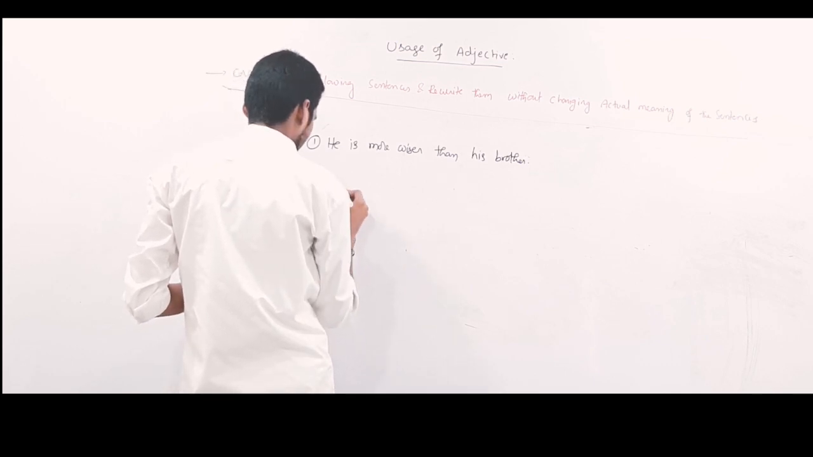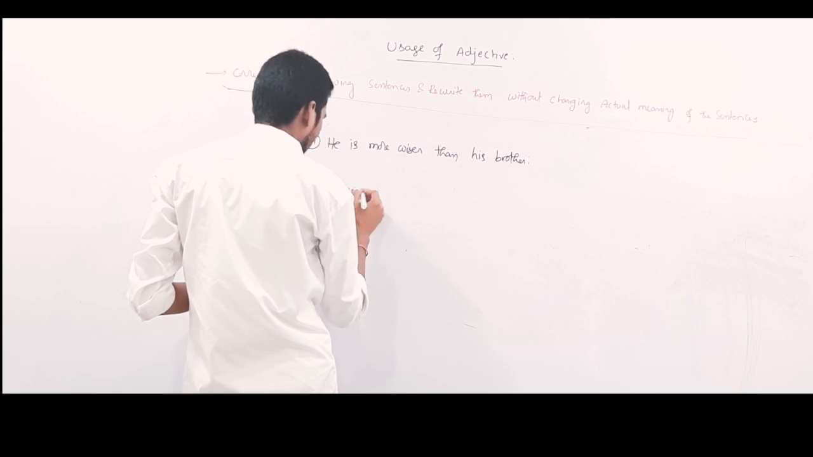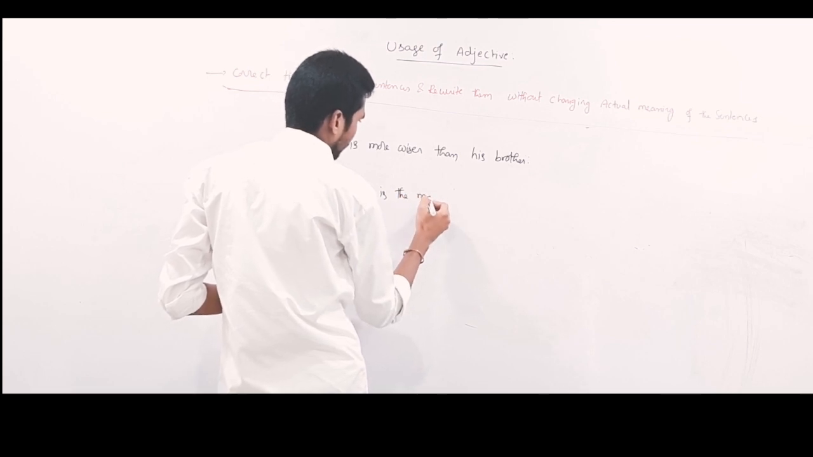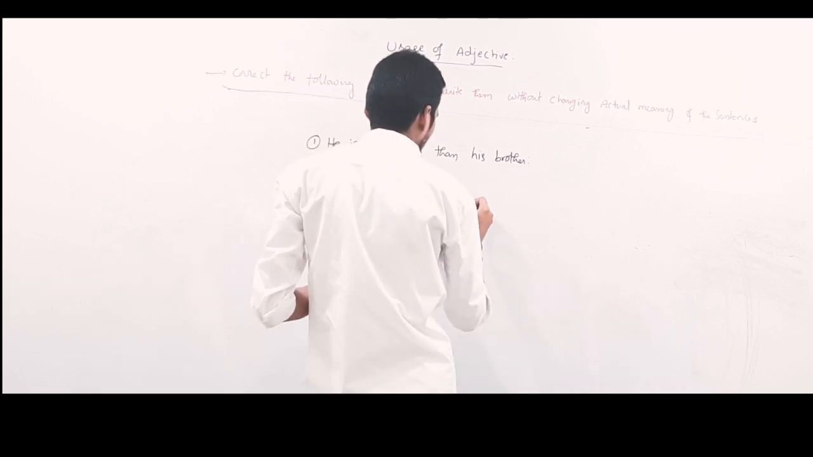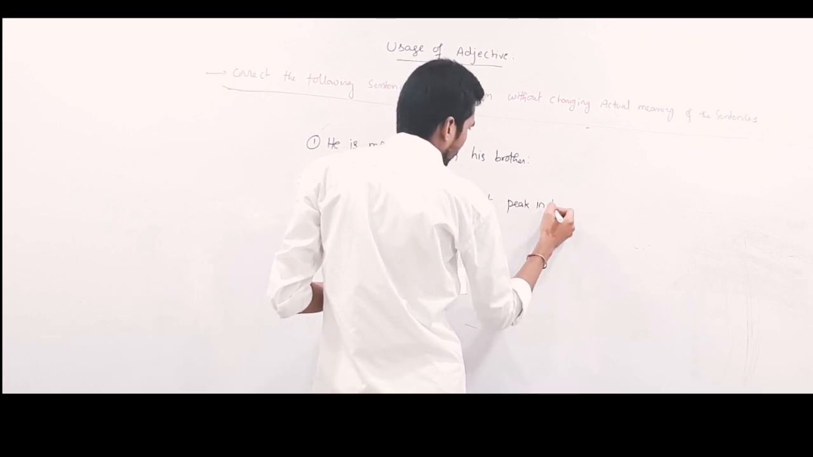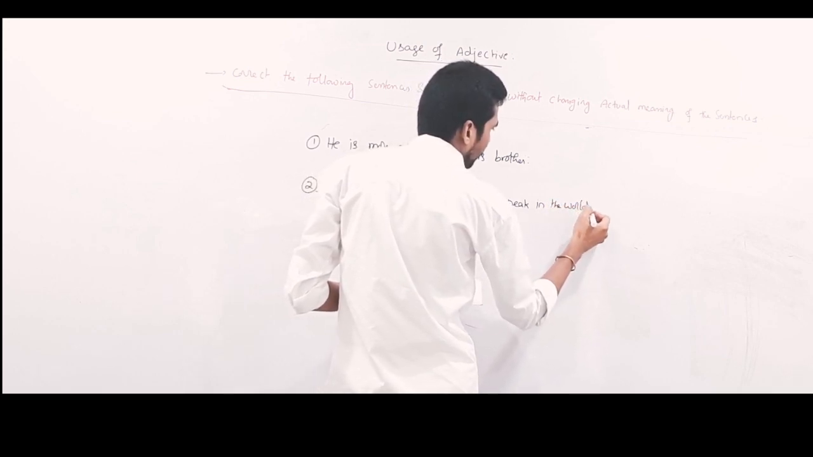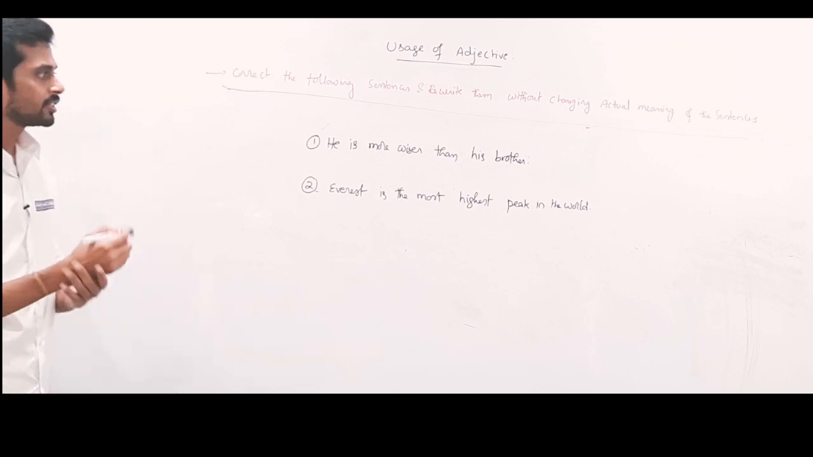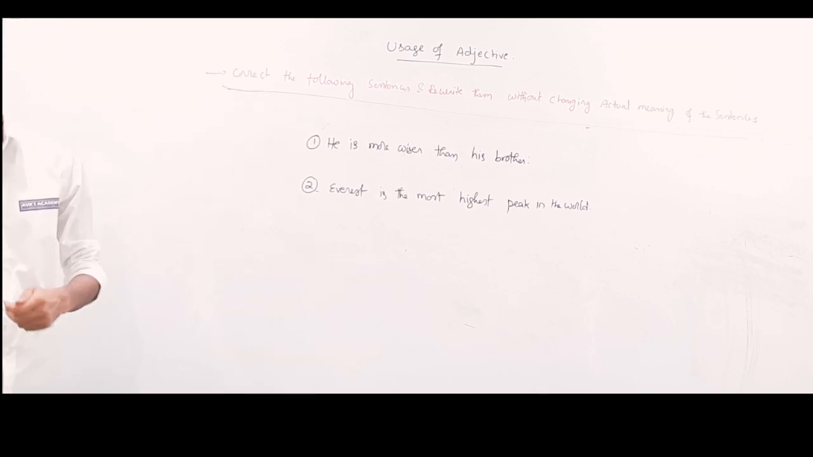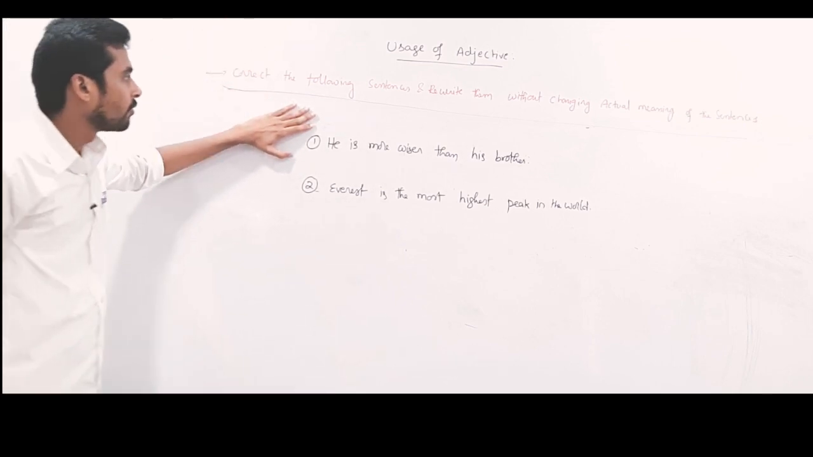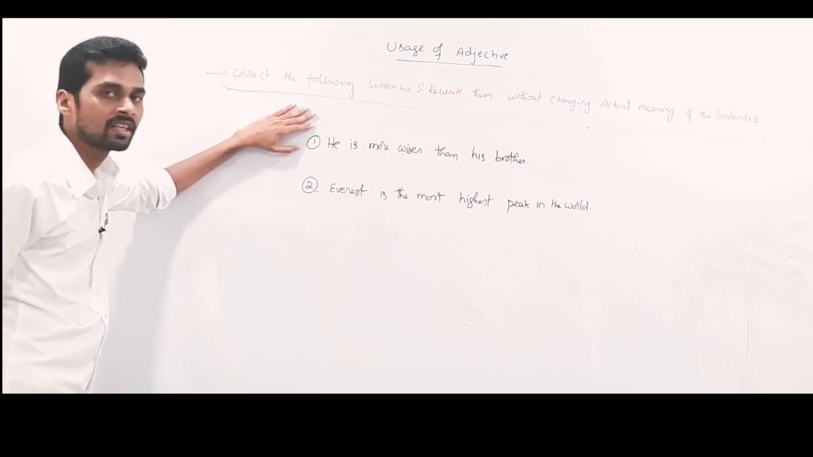Second one, Everest is the most highest peak in the world. Okay, these are the sentences. He is more wiser than his brother. Everest is the most highest peak in the world. Think about it. What is the error in that sentence, in the first sentence? He is more wiser than his brother.